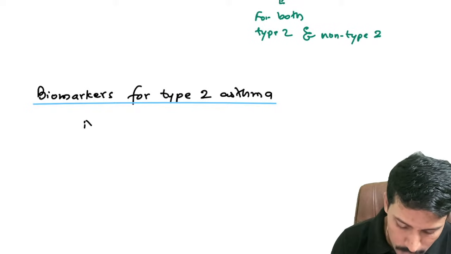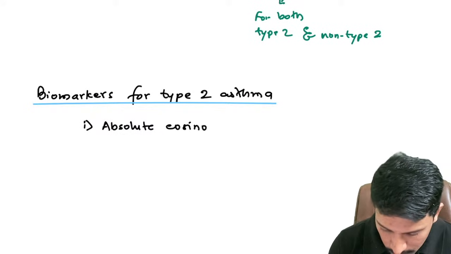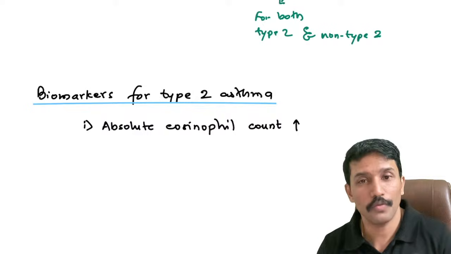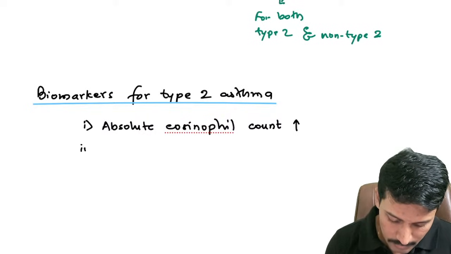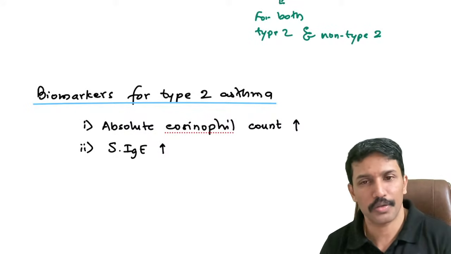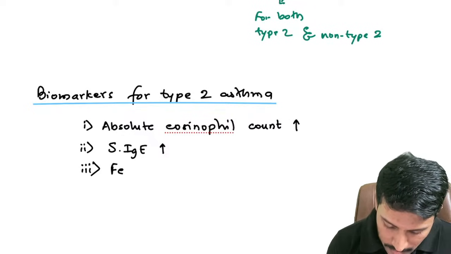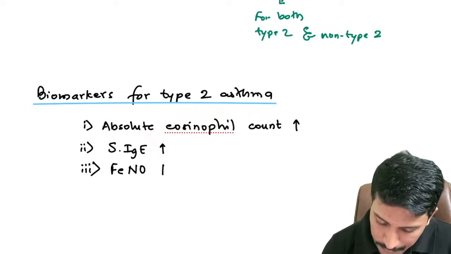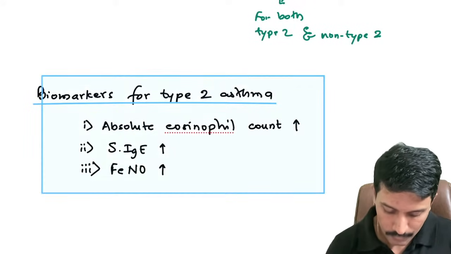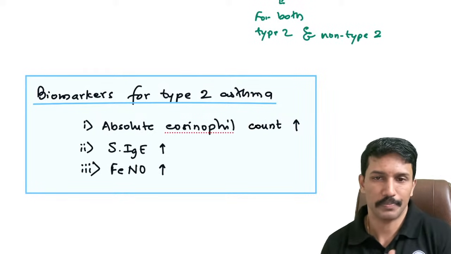So what are those? The first one is absolute eosinophil count. If eosinophil count is high, it is suggestive of type 2 asthma. Second, serum IgE levels. If serum IgE levels are high, it is pointing towards type 2 asthma. Third is called fractional exhalation of nitric oxide. If that is high, it is pointing towards type 2 asthma. So when this is added, your answer is perfectly complete for the asthma.